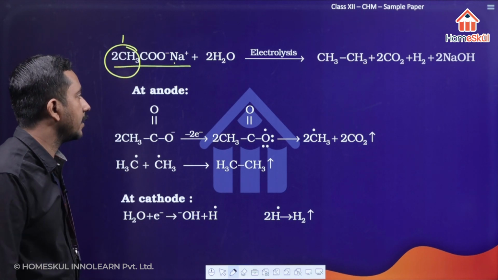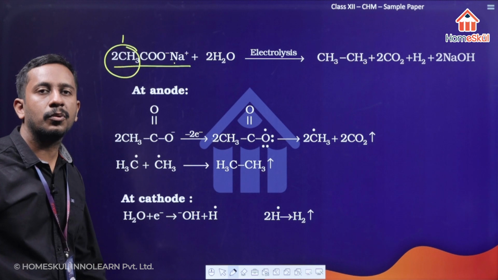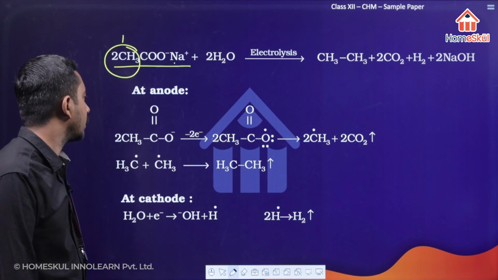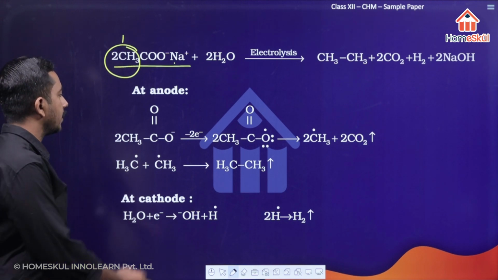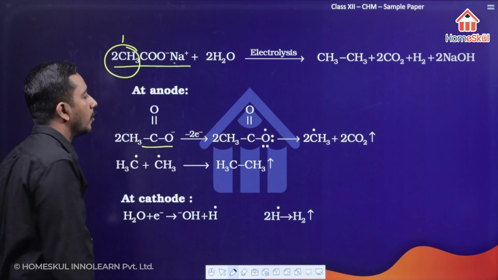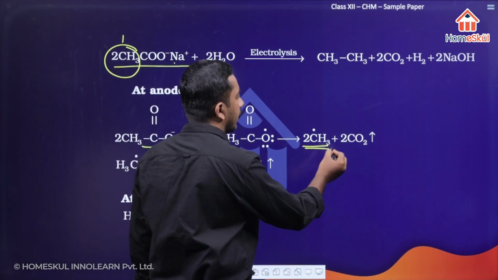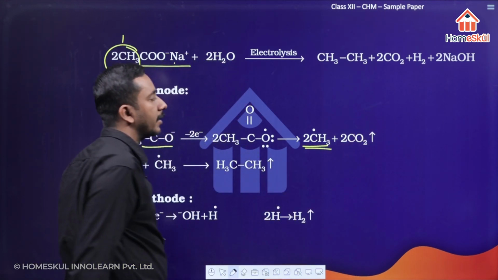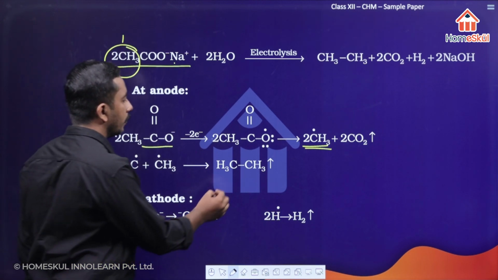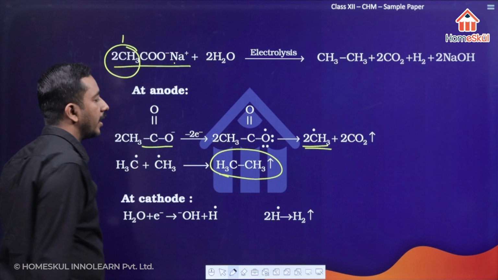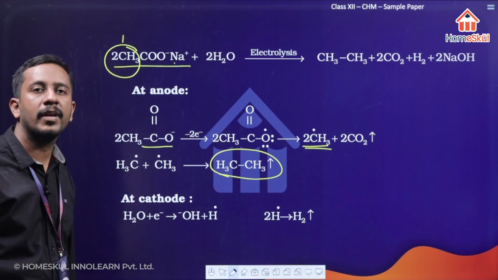This is an electrolytic reaction, and it moves forward through a free radical mechanism. At the anode, the oxidation reaction takes place where the acetate ion, CH3COO minus, loses 2 electrons to give 2 methyl radicals, and carbon dioxide gas is emitted at the anode. These 2 methyl radicals combine together to give the hydrocarbon ethane as the product. So that is obtained at the anode, and carbon dioxide gas is liberated.